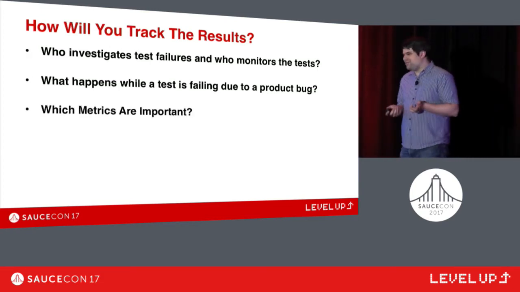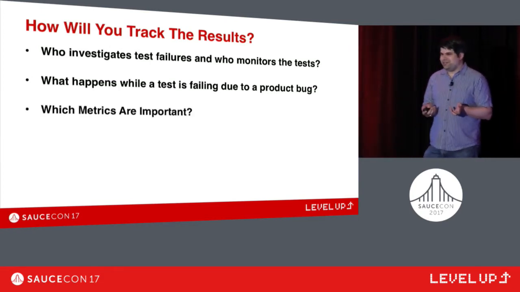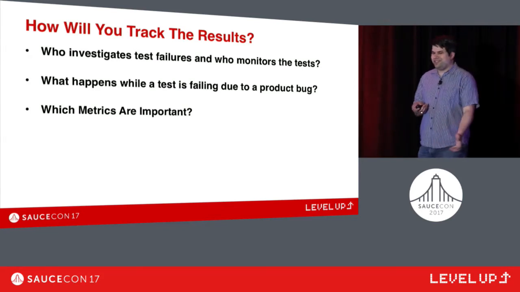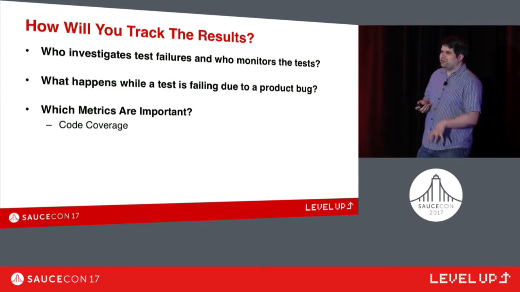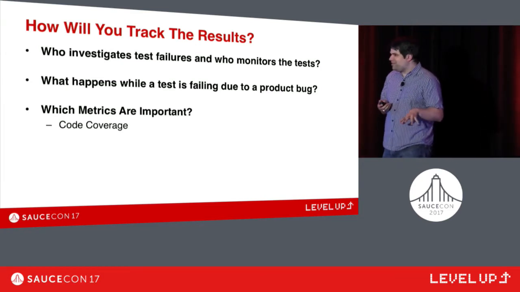Which metrics are important is also good. How are you going to track your automation? Because pass-fail is sort of really, really like the lowest level you can do. Code coverage is a useful tool for sort of seeing what you have and haven't automated.